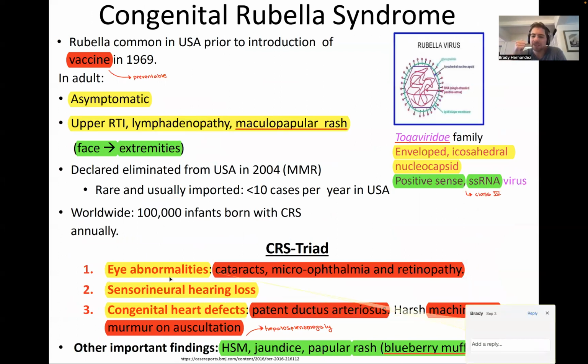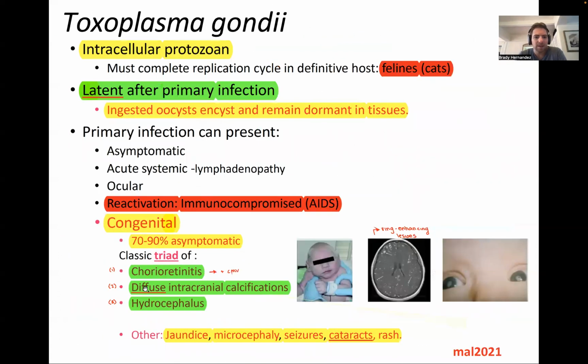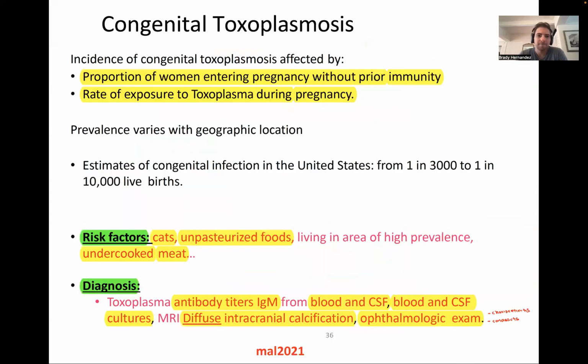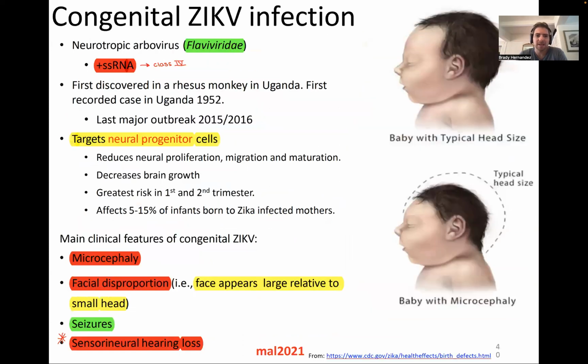So again, very similar to CMV, you get eye abnormalities, except in CMV, you get chorioretinitis. In rubella, you get cataracts. Sensory neural hearing loss, very similar to CMV as well. And you can see here that with toxoplasmosis, it spares the ears. Okay, so let me just reiterate that again. CMV, ears and eyes. Toxoplasmosis spares the ears. Rubella is ears and eyes.